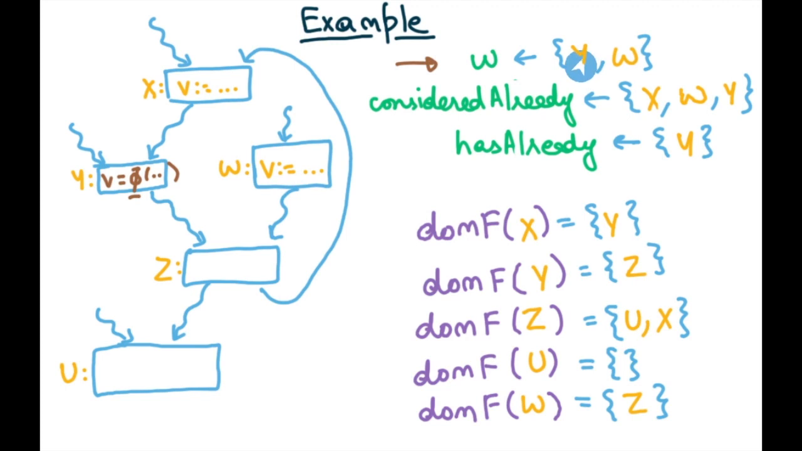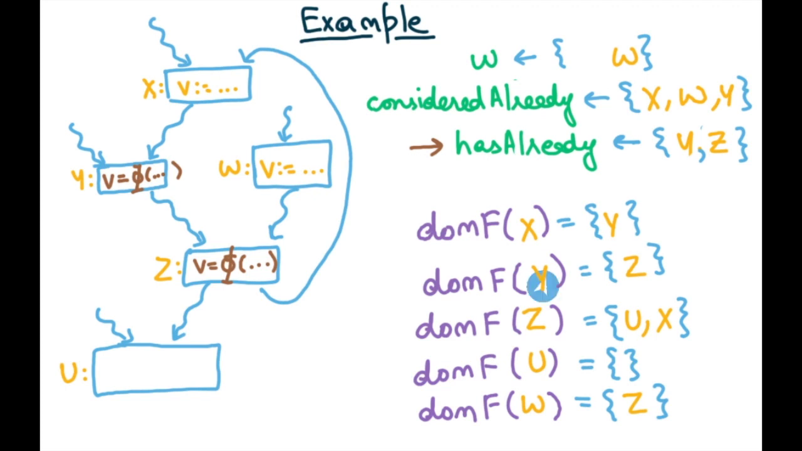Now once again I need to pick up some node from the work list. So let's say I pick y and I look at the dominance frontier of y, which is z. And I'm going to check whether z is already part of has already. It's not, in which case I'm going to add a phi node to z. So that's my next step. I pick y, I look at the dominance frontier of y, and that's z. I add z to has already, and I add a phi node to z.